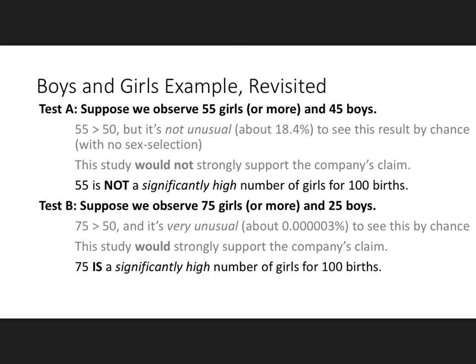But now if you looked at the 75, where that probability was 0.000003%, we would say 75 is a significantly high number of girls for 100 births. Again, we're comparing these two values to that 0.05. 18.4 is greater than that, so because it's not less than 0.05, it's not significant, but because 0.000003% is less than 0.05, then it is significant.